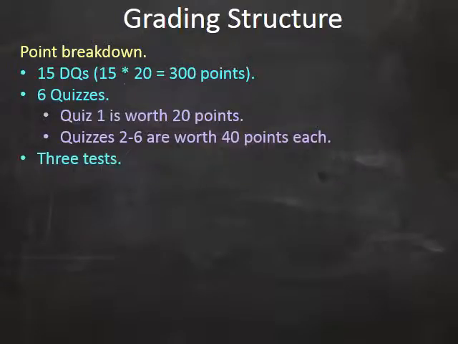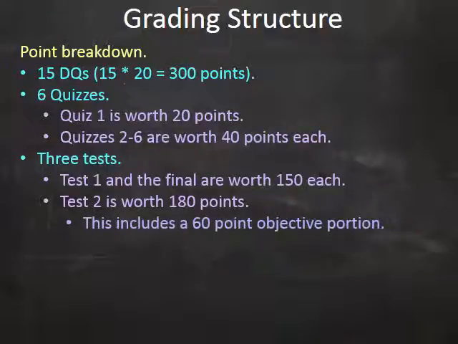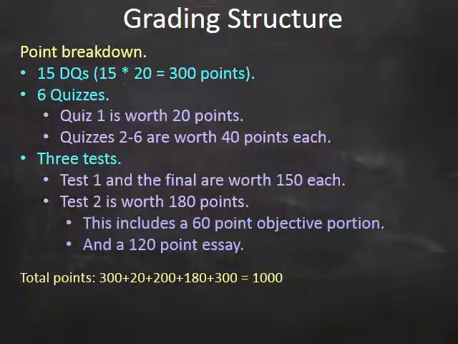There are 3 tests. The first test and the final are worth 150 points each. These consist of multiple choice questions and short essay answers. The second test is worth 180 points and is split into 2 parts. There's a 60-point objective portion and a larger essay, which is your major writing assignment for the semester. This essay is worth 120 points. Doing the math, this totals 1,000 points.